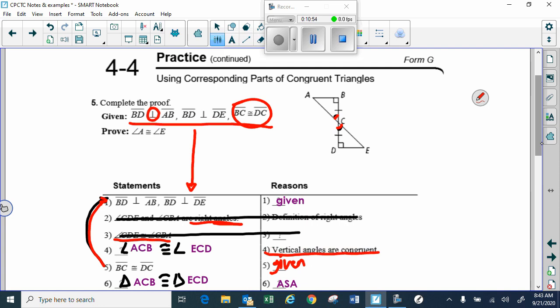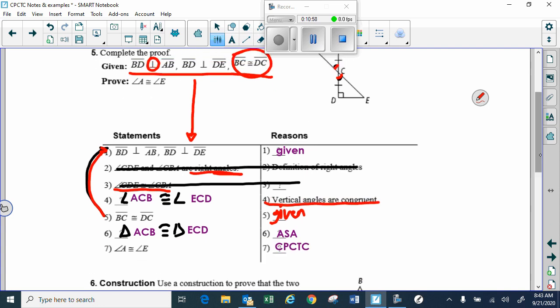And then lastly, we're trying to prove angle A is congruent to angle E, and whatever I'm trying to prove is always my last step. So that goes there. And since I just proved the triangles congruent, any other part within those congruent triangles is also congruent by CPCTC.